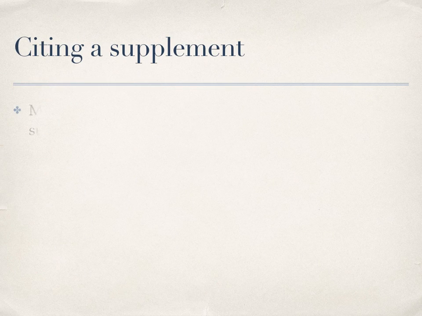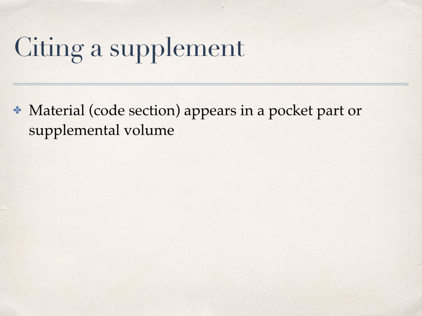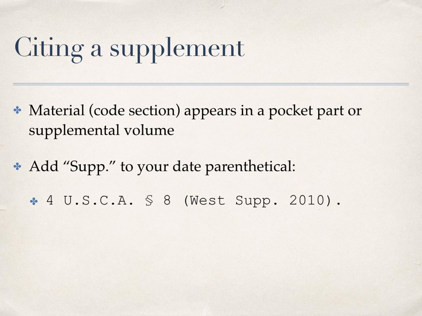Note that I just added the A to my USC, and I added my publisher, which is West. Now sometimes the material that you're looking at, the current law, doesn't appear in the main volume, but instead appears in a pocket part or supplemental volume to the printed code. When your piece of code that you want to cite comes from one of those supplements, either that pocket part or the supplemental bound volume, you're going to need to add Sup to your date parenthetical, as you can see here. Reading this citation, I would know as the reader, hey, I have to look into the supplement or the pocket part in order to find the current version of Section 8 of Title 4 of the United States Code.